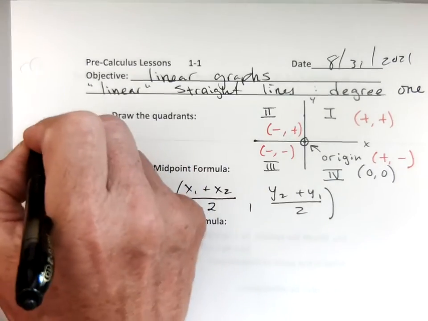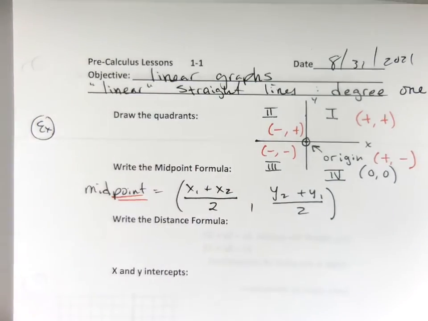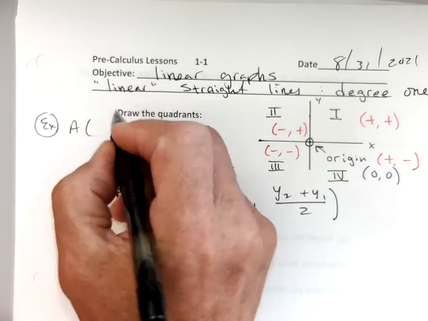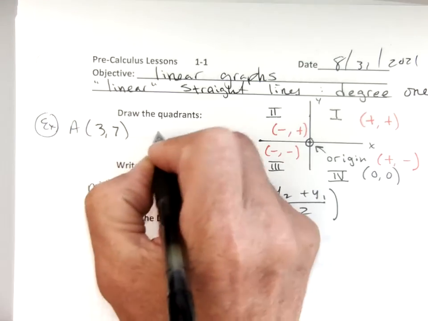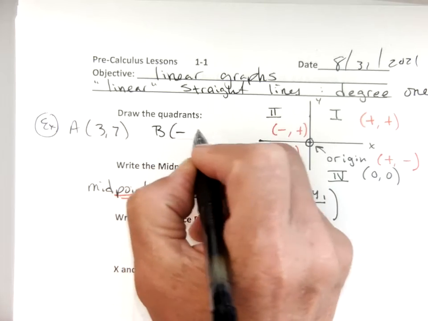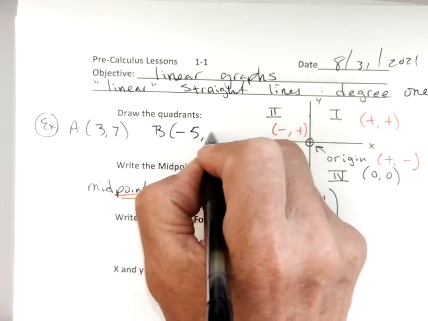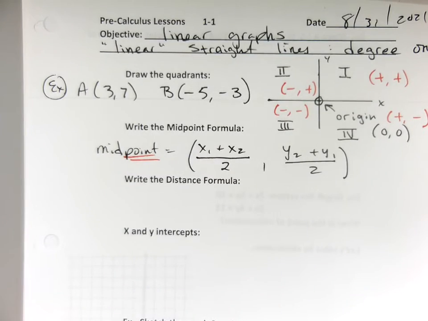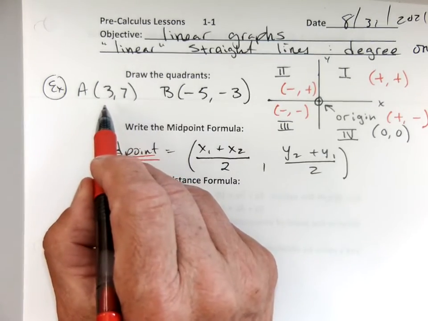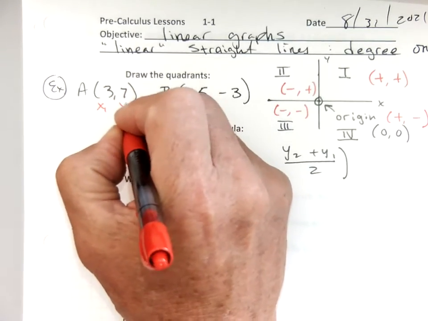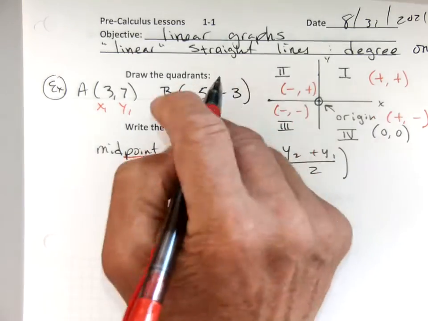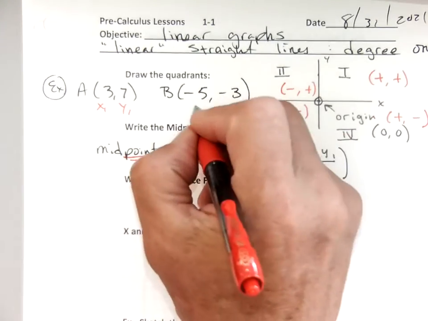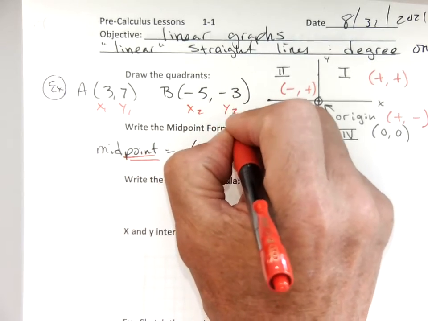So let's look at an example, real quick. Let's say I have point A, which is at 3, 7, and point B, which is at negative 5, negative 3. Every point has an x and y value. Since this is my first point, I'll call this my x1 and my y1. This is my second point, so I'll call this x2, y2.